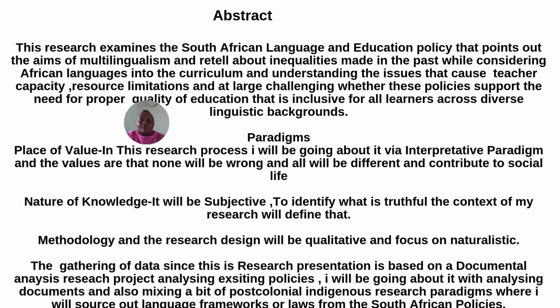The paradigm that I've used in this research is the interpretive paradigm, and the values are non-biased, they are different, and they will be contributing differently to social life.